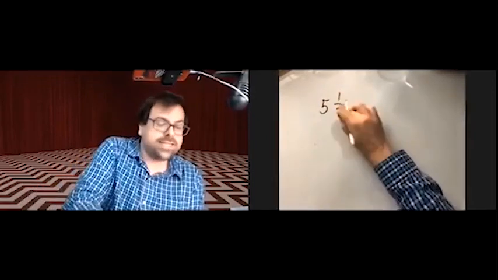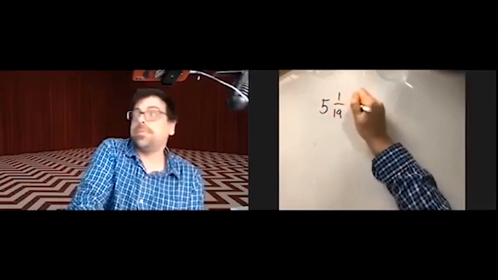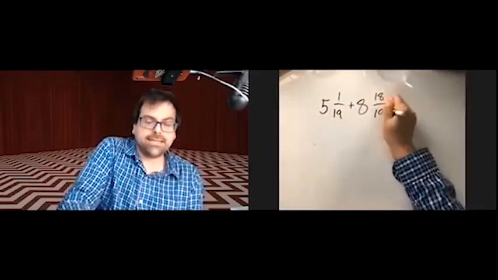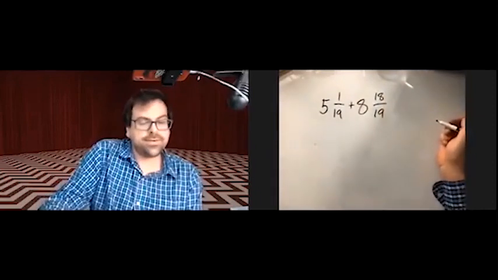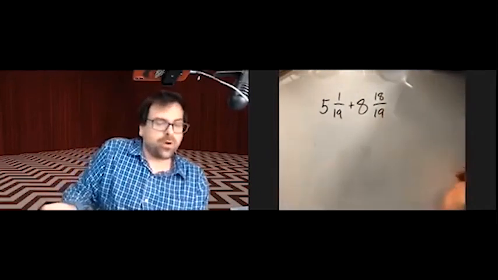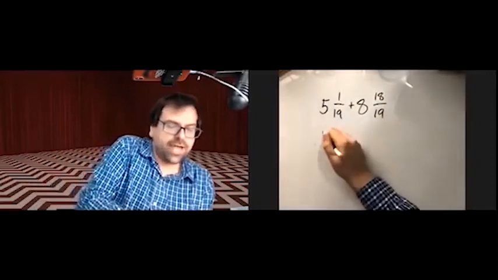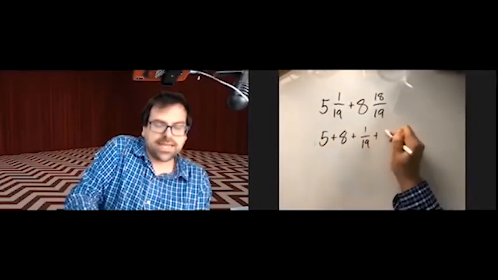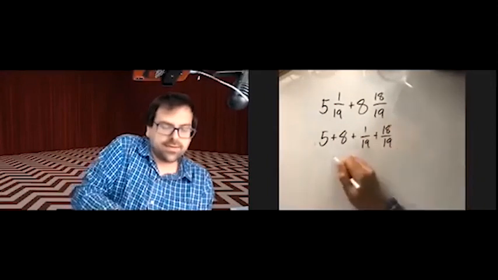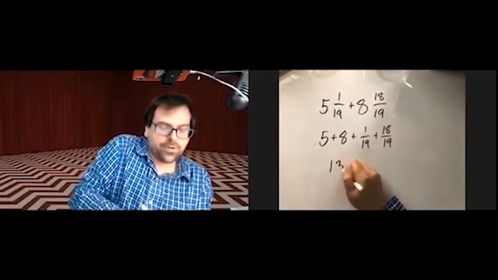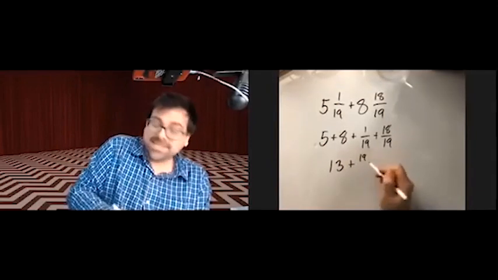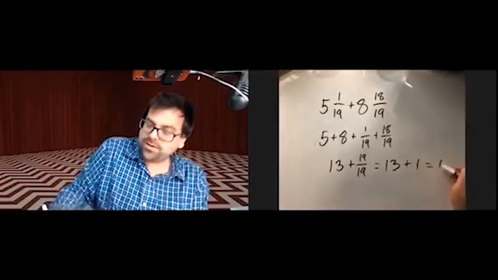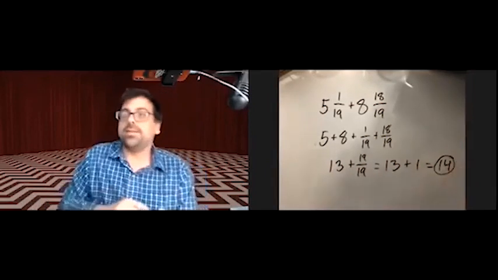5 1/19 plus 8 18/19. If you want to rearrange, you can do that. 5 plus 8 plus 1/19 plus 18/19. 13 plus 19/19 is 13 plus 1 is 14.